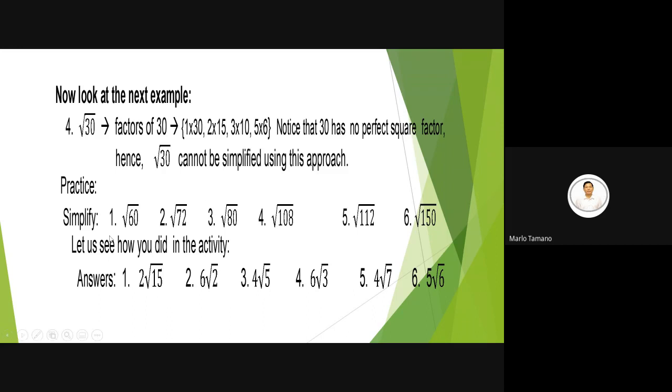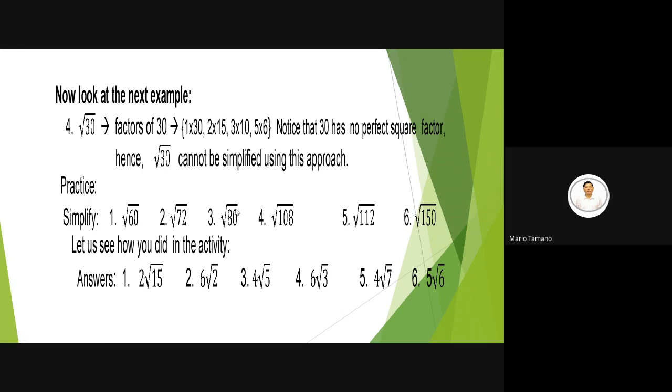Then number 2, what are the factors wherein one of the factors is perfect? 6 times 2 po, that is incorrect. That is 12 only. 72 po yun. Paano niyong hatiin to? 36 times 2 po. The square root of 36 is 6, then square root of 2. Tapos na.